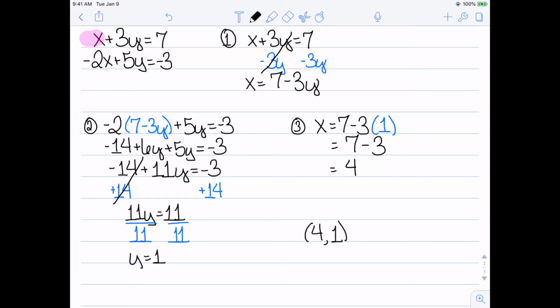which is 4, 1. And we can double check this. You can stick 4 in for x and 1 for y into each of these equations. You can also graph these two lines and see that they do intersect at the point 4, 1. Let's do one more example.